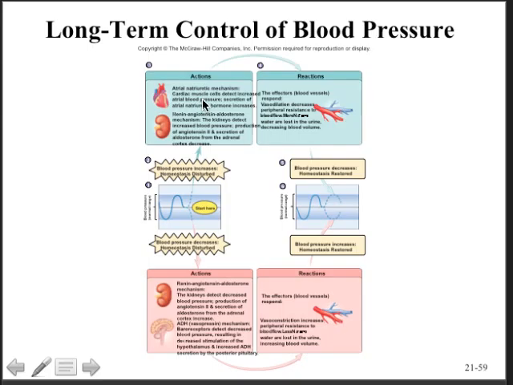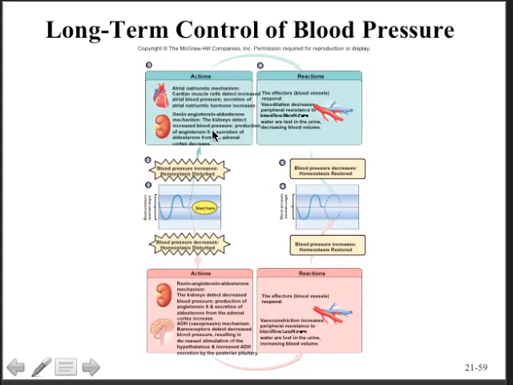Atrial natriuretic peptide is going to act on cardiac muscle cells. This will detect increased stretch in the atria, and we'll have secretion of ANP. What this will do is hit the effectors. The blood vessels will vasodilate, peripheral resistance will drop, and the result is the blood pressure will drop and head back down towards normal.